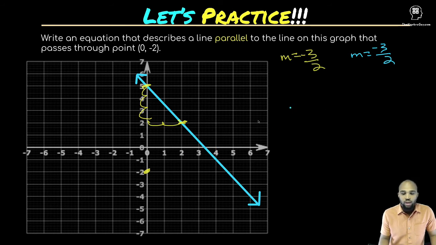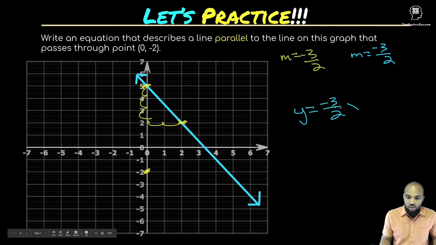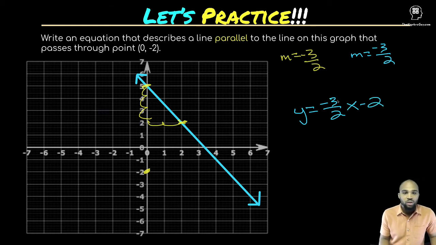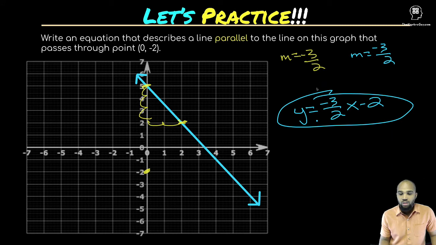So I know that for that line, and I should have used a different color, it's going to be y equals -3/2 x and a y-intercept at -2. So we're done right there. Unless they want us to graph it, we have to do nothing else because that's the equation. Same slope, different y-intercept, and they gave us the y-intercept. So we're really done with that. Let's go to our next problem.